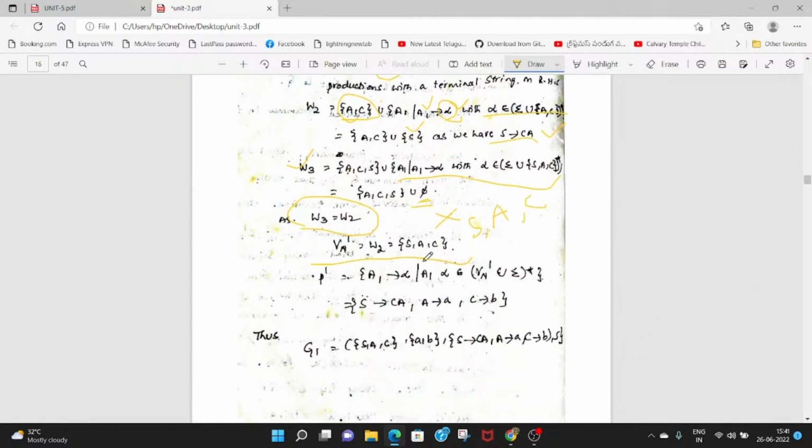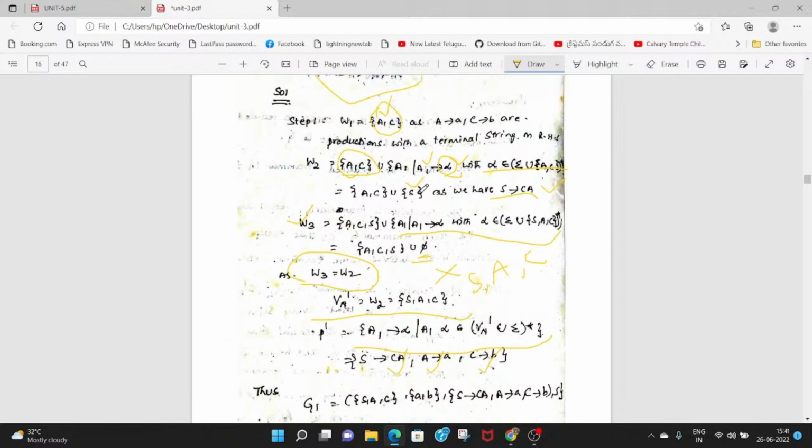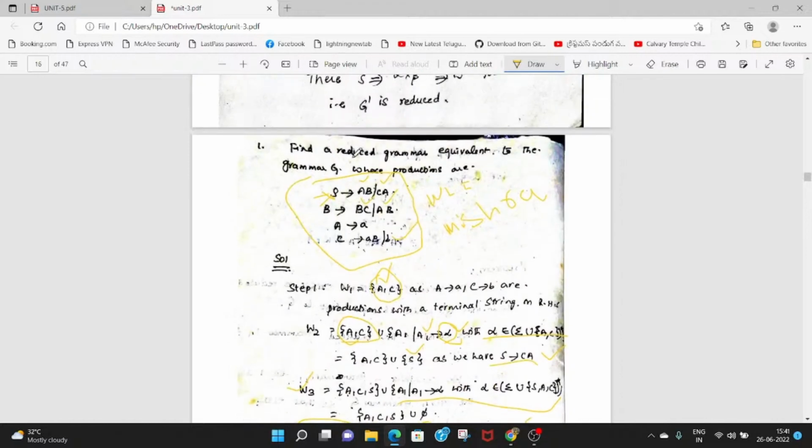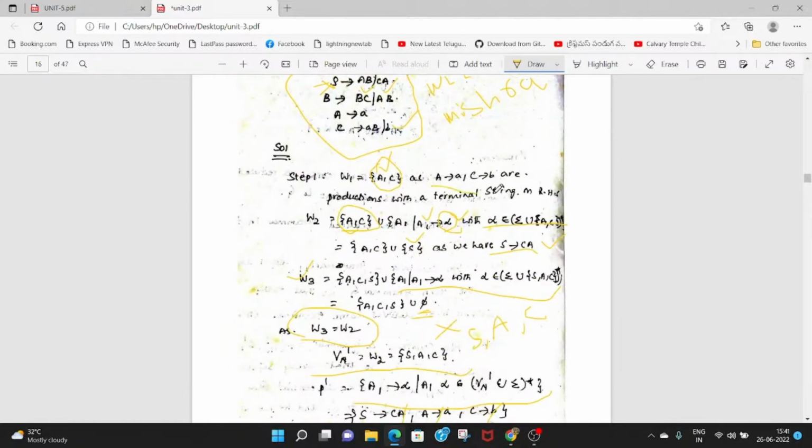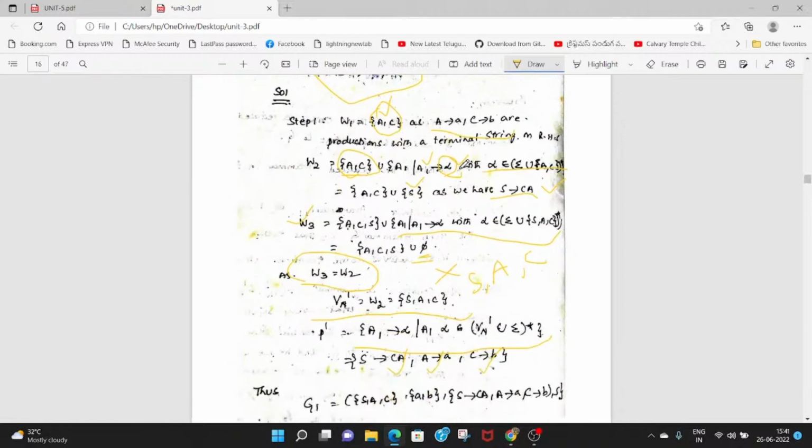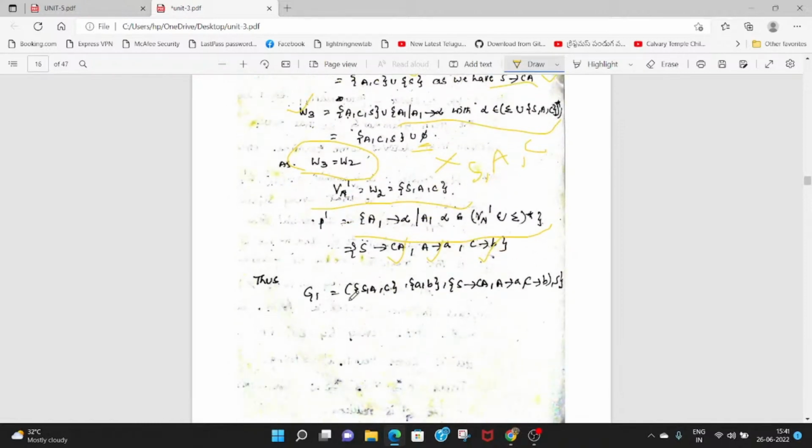So now, what are the productions I can take? I can include all the productions that are derived by these variables. So I am including S tends to CA, A tends to small a, and C tends to small b. And these productions you have already taken as the reason for including all these variables. So don't consider the original grammar again. You just consider the reasons why you are including the variables, and you include those productions into your productions list.